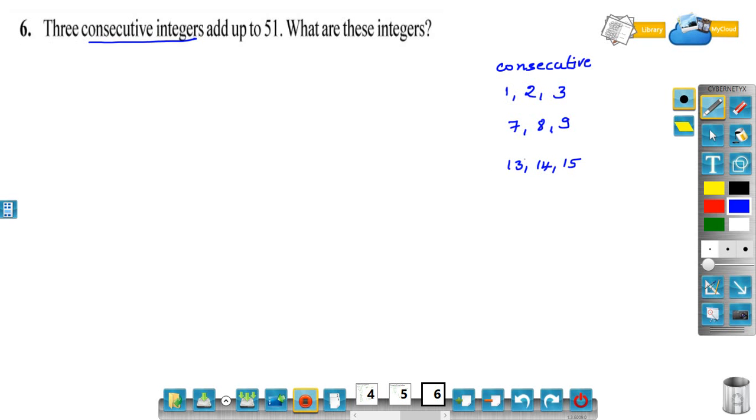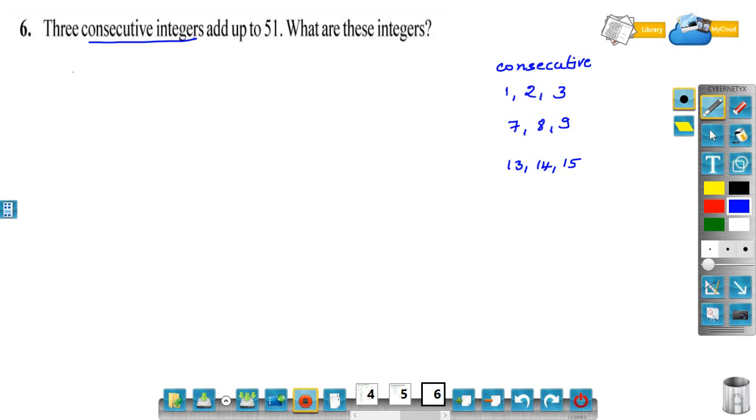Their sum is 51. See here, 1 plus 2 plus 3 is 6. 7 plus 8 plus 9 is 24. Now you have to get the sum 51. So what are the three consecutive integers?